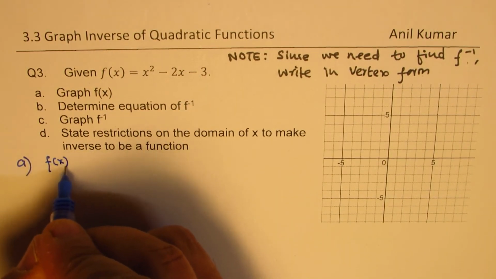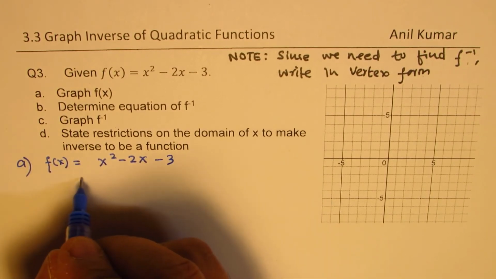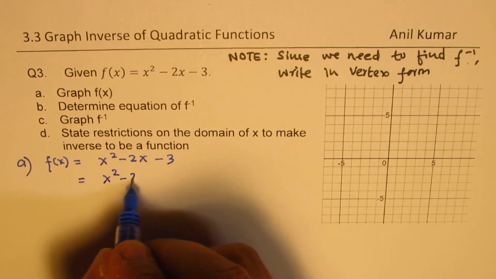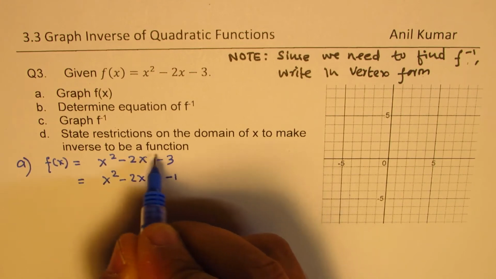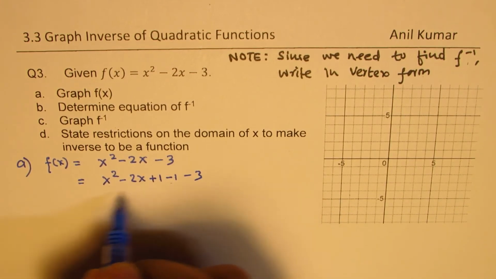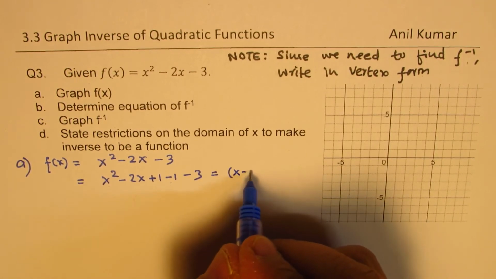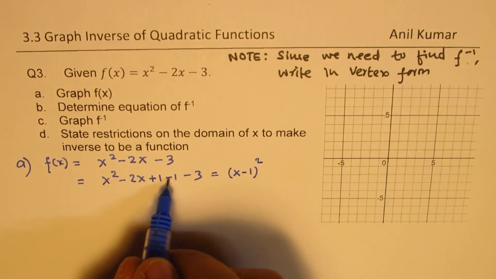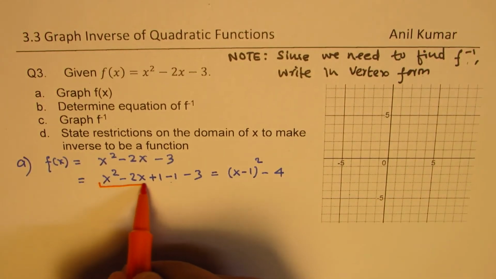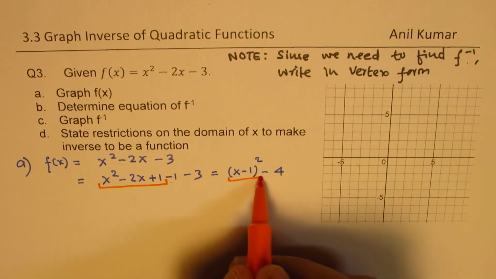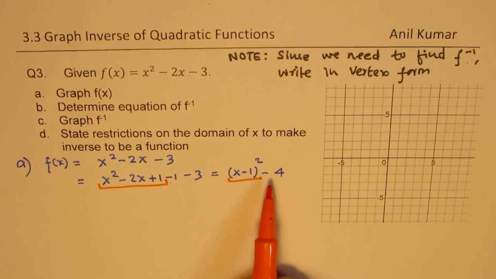We can write f of x is equal to x square minus 2x minus 3. So we can write x square minus 2x. Half of 2 is 1. So we'll add and subtract 1, minus 3. Now these three become a perfect square. So you could write this as x minus 1 whole square. And minus 1 minus 3 is minus 4. So what we did was, these three are a perfect square written like this. And we added minus 1 and minus 3 to write minus 4. So that becomes our function.